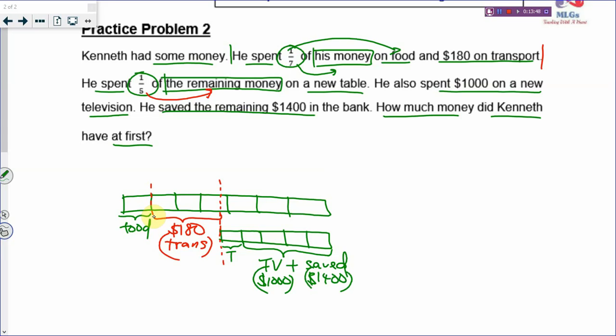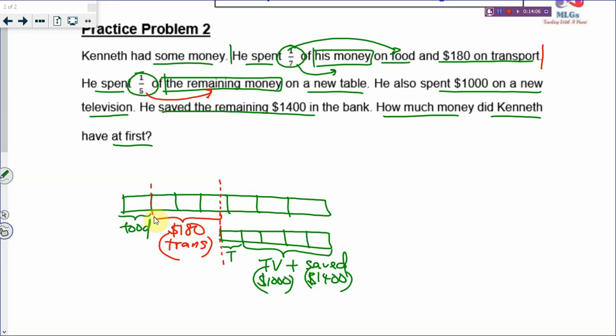So as long as you have been reading your storybooks, you should be able to understand the language and then just follow the language. Alright, one more time, he spent 1/5 of the remainder. So your remainder has 5 boxes. So he spent 1 box, and then what happened to the 4 boxes?